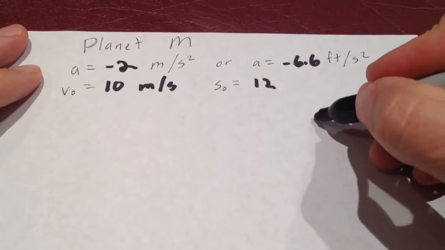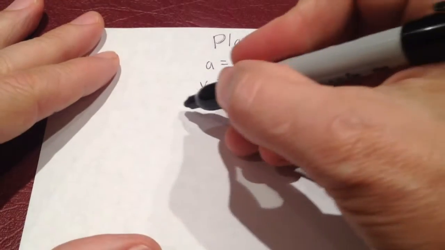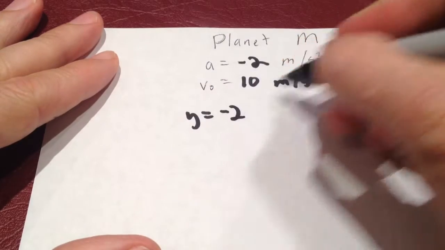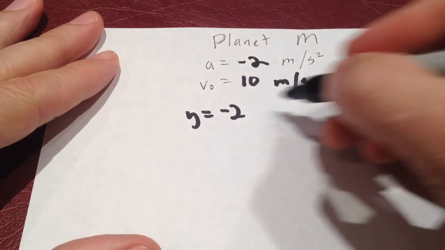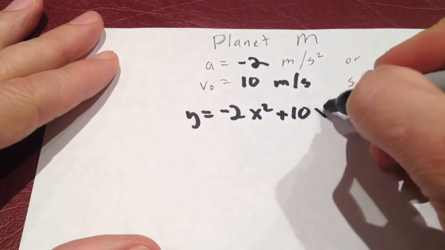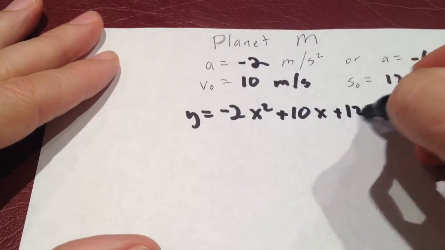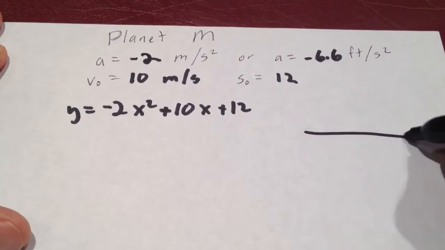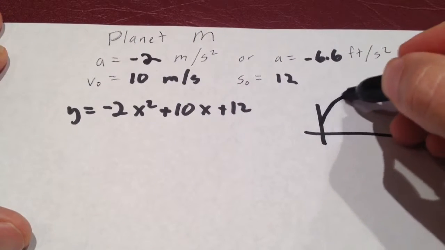So first of all, to plug this into our equation, this is pretty straightforward. Our height, y, is equal to negative 2, because I'm doing meters per second squared, x squared, plus 10x, plus 12. And if I wanted to know at what time this thing landed, that would be pretty easy, because my graph looks basically like this.